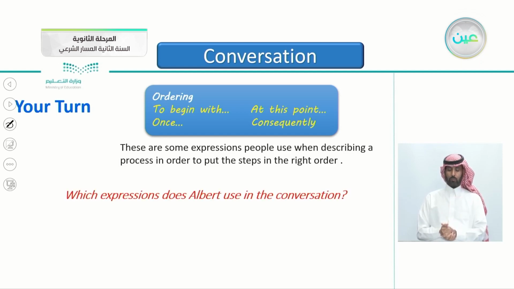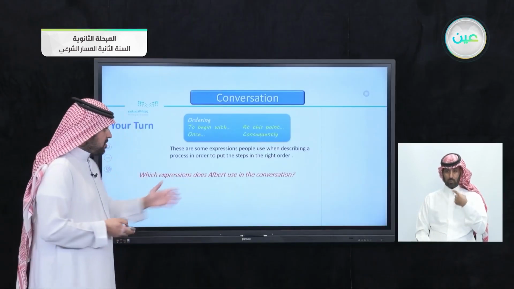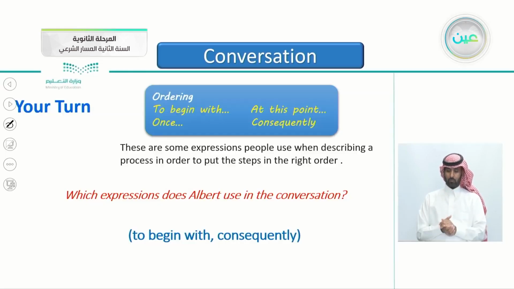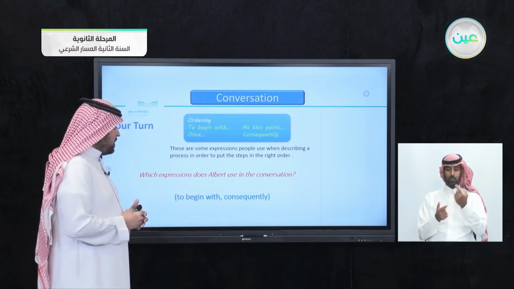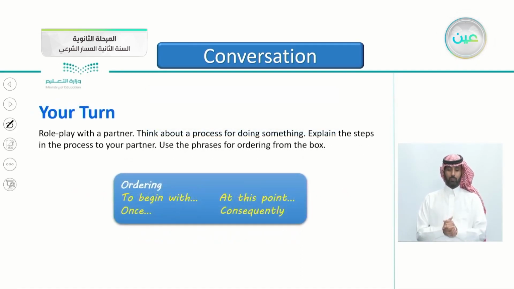Which expressions does Albert use in the conversation? To begin with and consequently. To begin with, this is the first thing, this is the first step, and the word consequently. So these are words to help you with the order of the story: to begin with, once, at this point, and consequently.